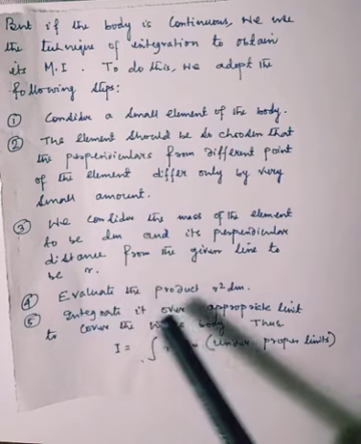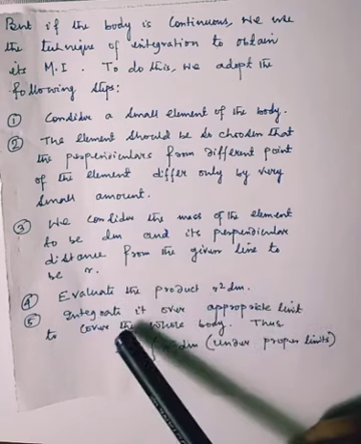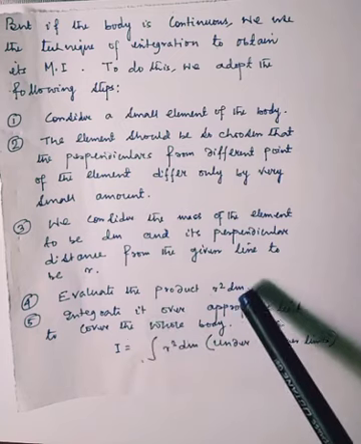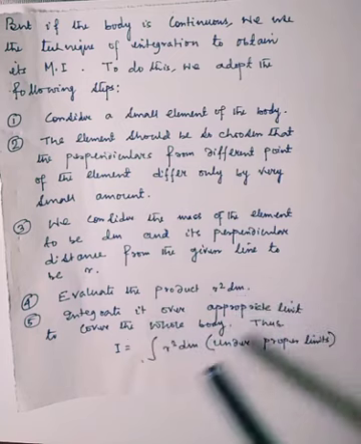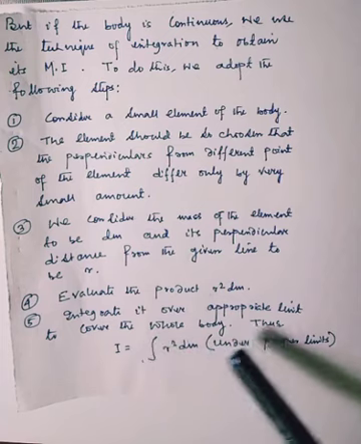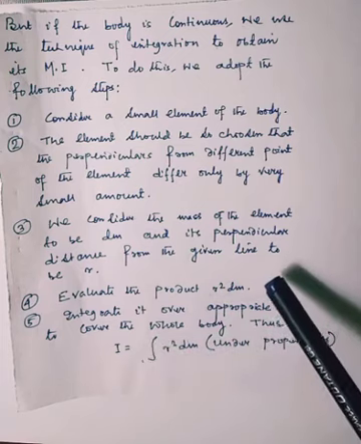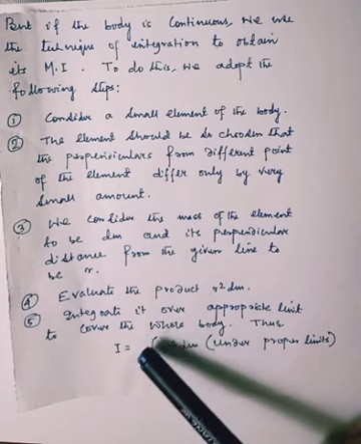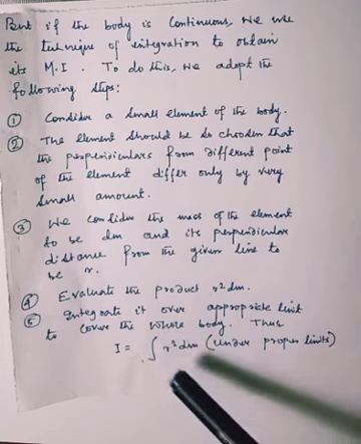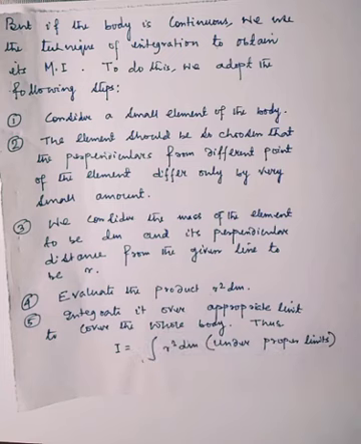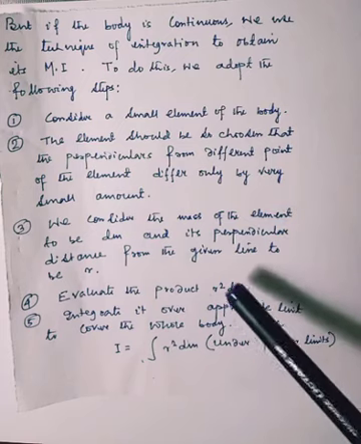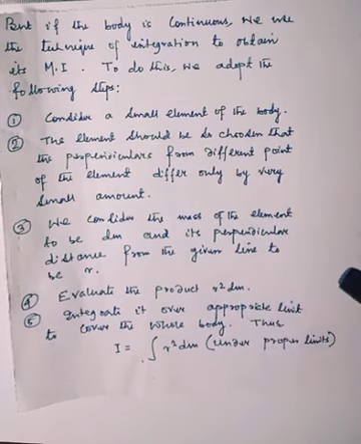Then we evaluate the product r squared dm, and then we integrate this r squared dm over appropriate limits to cover the whole body. Thus, the total moment of inertia of the body is I equal to the integral of r squared dm under proper limits. So this is the technique by which you can calculate the moment of inertia of a particular rigid body using the technique of integration. Now with an example, we'll be trying to elaborate it further.